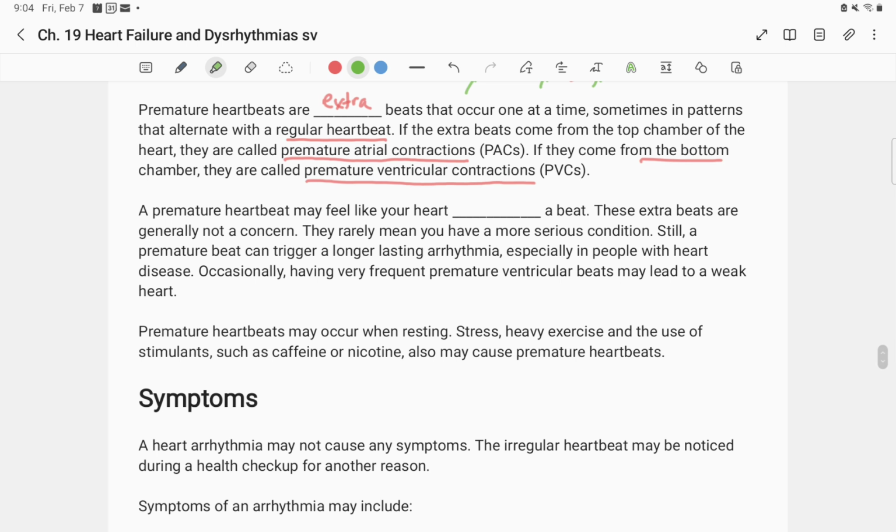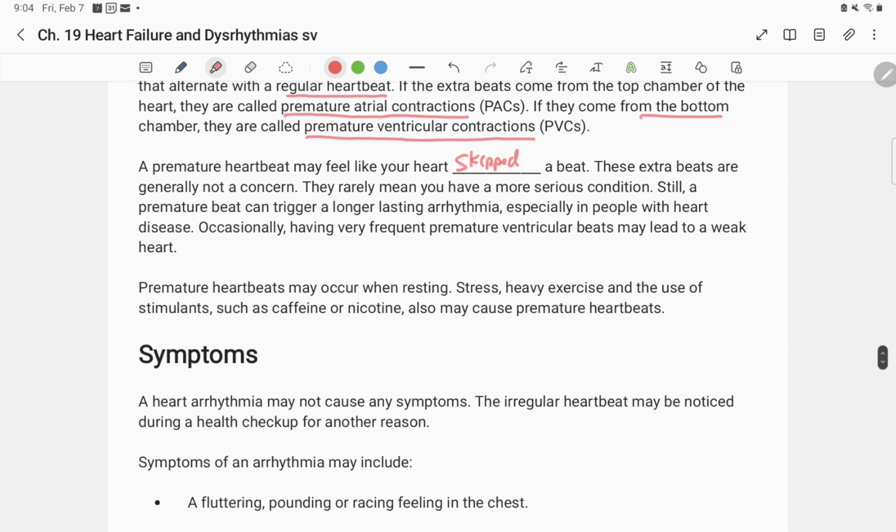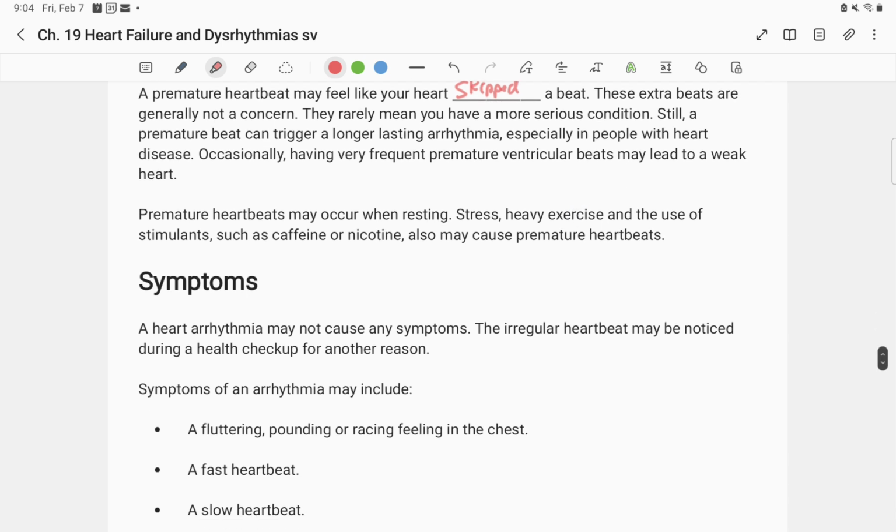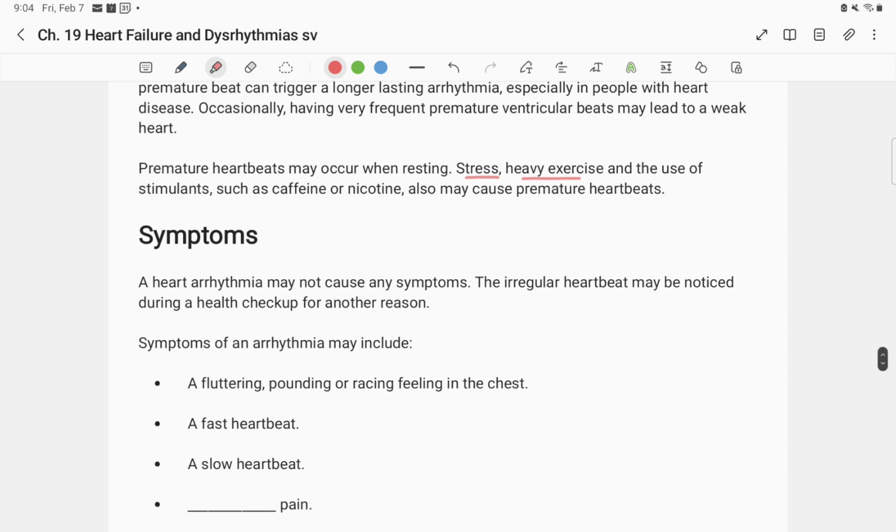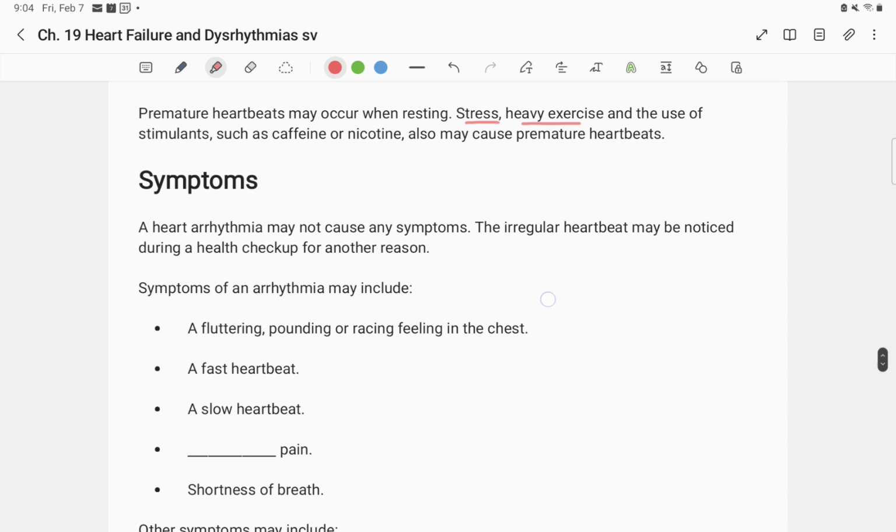A premature heartbeat may feel like your heart skipped a beat. These extra beats are usually not a concern. Premature heartbeats may occur when resting. Stress, heavy exercise, and use of stimulants such as caffeine and nicotine may also cause premature heartbeats.